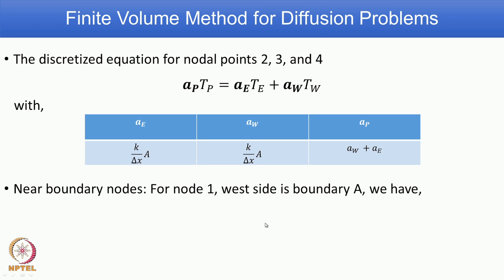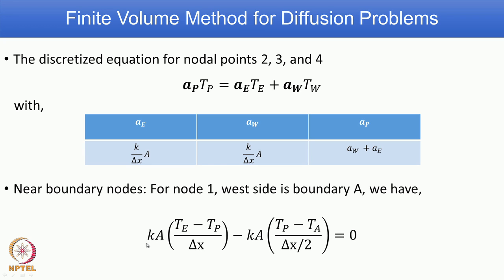Near boundary nodes, that is for node 1, the west side is boundary A, and we have the equation modified as K A (T_E minus T_P) by delta x, because for node 1 east side is available, hence we write full term, whereas on the west side only half is available, that is delta x by 2, and on the west side you have a boundary condition imposed, that is referred here as temperature at A. Okay. So, that is also used here, K A (T_P minus T_A) by delta x by 2, and this diffusion coefficient term is set to 0.